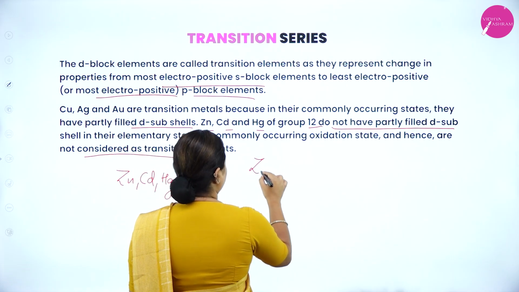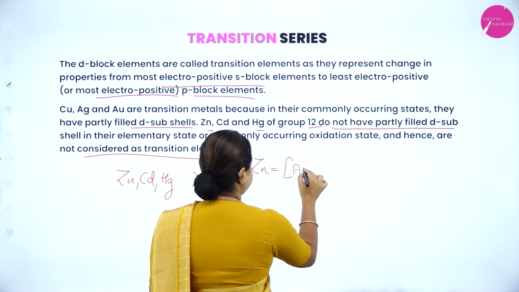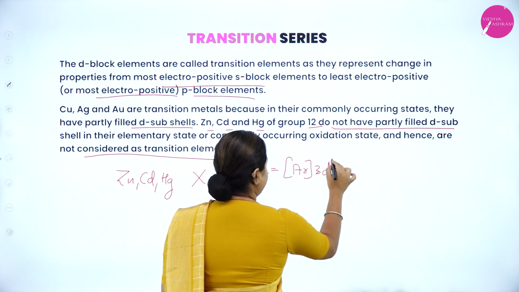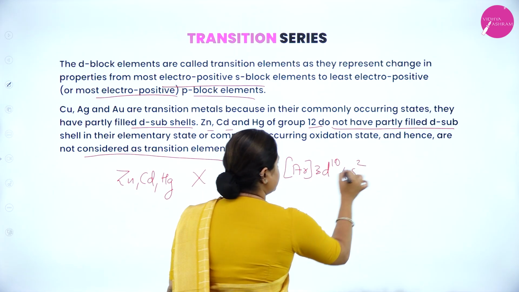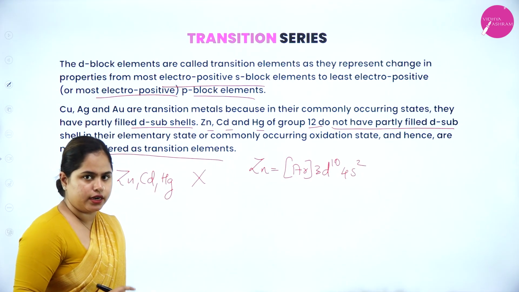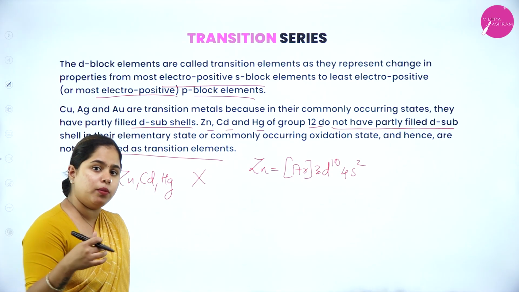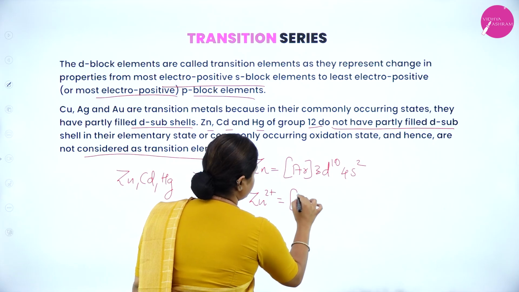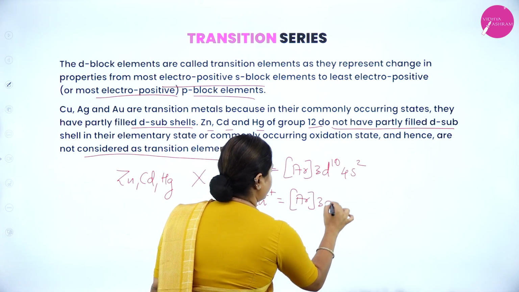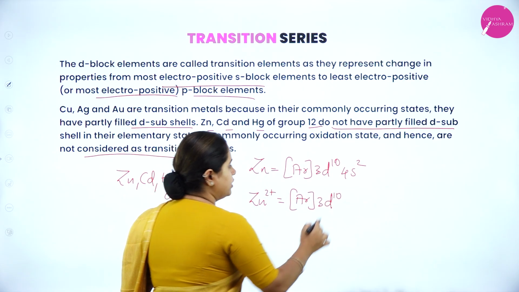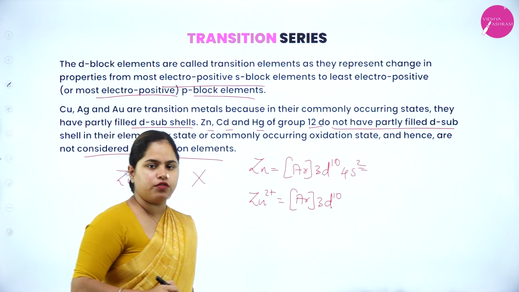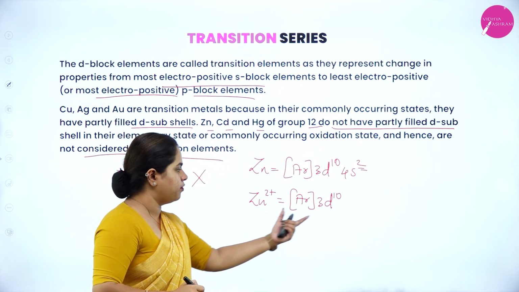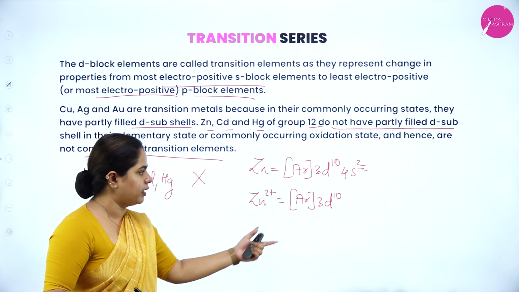Now coming on to the configuration of zinc, argon 3d10 4s2. This is the electronic configuration of argon. Now this is in its ground state. The common oxidation state for zinc is zinc plus 2. So in that case also, what will be the electronic configuration? It will be just 3d10. These 2 electrons will be removed from the 4s orbital. Now what happens? The final electronic configuration is argon 3d10.